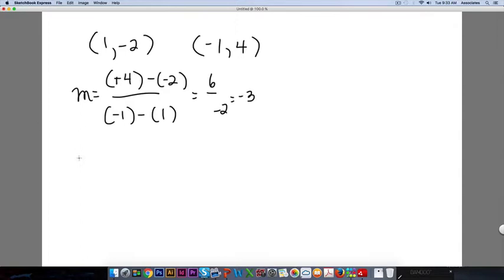Now, I can either use y equals mx plus b, and I'm going to use the first point with that. So I'm going to use the y is -2 equals -3 times 1 plus b.